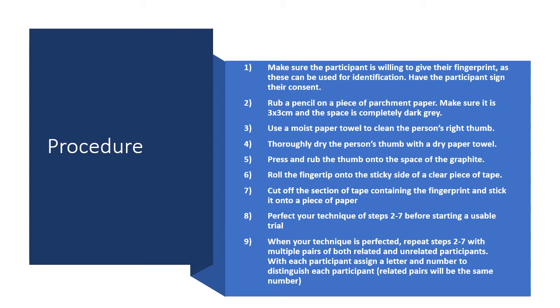Eighth, perfect your technique of steps 2 through 7 before starting a usable trial. Ninth, and the final step, when your technique is perfected, repeat steps 2 through 7 with multiple pairs of both related and unrelated participants. With each participant, assign a letter and number to distinguish each participant. Related pairs will be the same number.